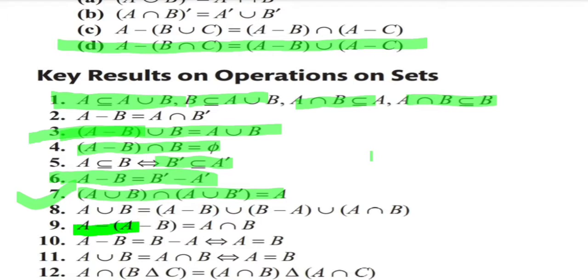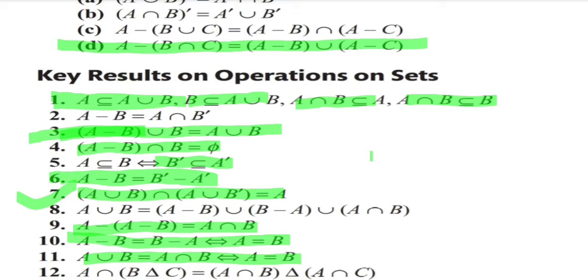Next, the eighth one, A union B, which is equal to A difference B union B difference A union A intersection B. Next, A difference of A difference B, which is equal to A intersection B. And the 10th one is A difference B equal to B difference A, which double implies A equals to what? B here. Next, the 11th one, A union B equal to A intersection B, which implies A equals B again here also.